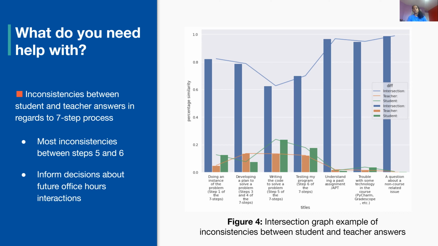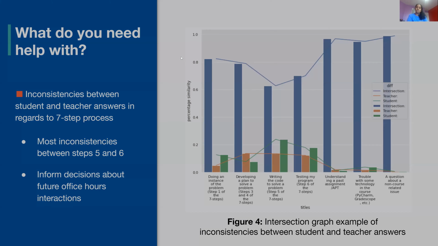For the columns, one is for step 1, one is for steps 3 and 4 of the 7 steps, one is step 5 and one is step 6. As you can see, the most inconsistencies are between step 5 and step 6. It seems that the student was more likely to put that they were writing the code to solve a problem or testing their program, while the teacher was most likely to put that the student was developing a plan to solve a problem. This is a major finding, that there was an inconsistency between student and teacher answers for this course, and this can inform decisions about future office hours interactions. Yes, thank you. That's my section.